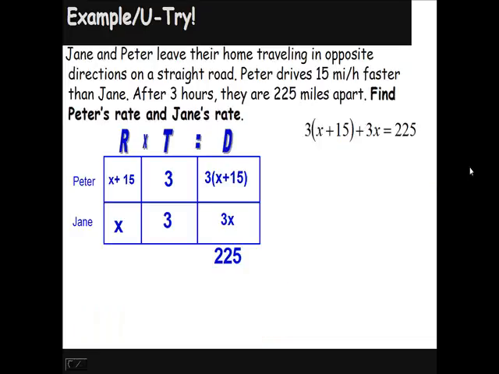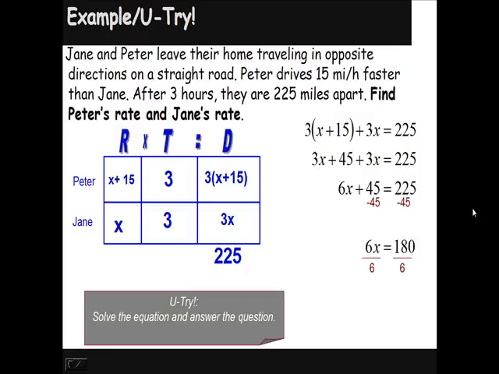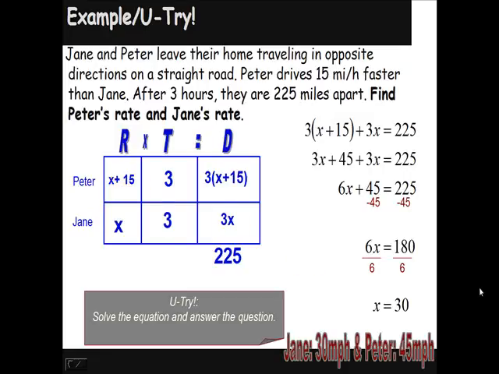Let's see, I would be distributing the 3 to the x and the 15, so 3x plus 45 plus 3x. Notice how we have a 3x and another 3x on the same side of the equal sign here. So we can just go ahead and combine like terms. 6x plus 45 equals 225. Subtract that 45 from both sides. 6x equals 180. Divide by the 6, and x equals 30. So we know Jane's rate is 30 miles an hour. Peter's is 15 miles an hour faster, so he's got to be 45 miles an hour. There's our final answer there at the bottom of the screen.